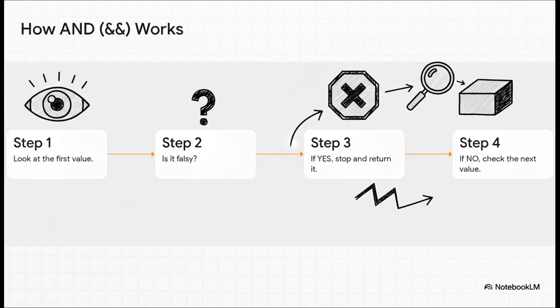Let's walk through how this works for the AND operator. So the code sees 0 and 2. It looks at the first thing, the 0. It asks itself, is this falsy? And yeah, 0 is definitely falsy. Now, for an AND statement to be true, both sides have to be true. The moment it finds a falsy value, it knows the whole thing is a bust. It can't possibly be true. So it just stops right there. It short circuits and returns the very thing that caused the problem, the 0. It never even looks at the 2.